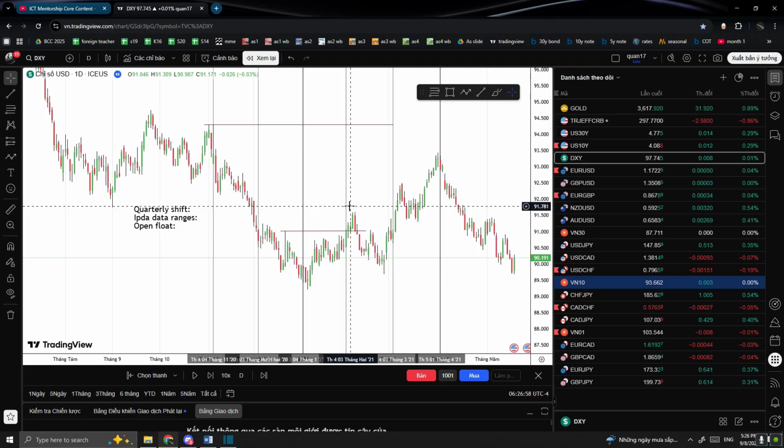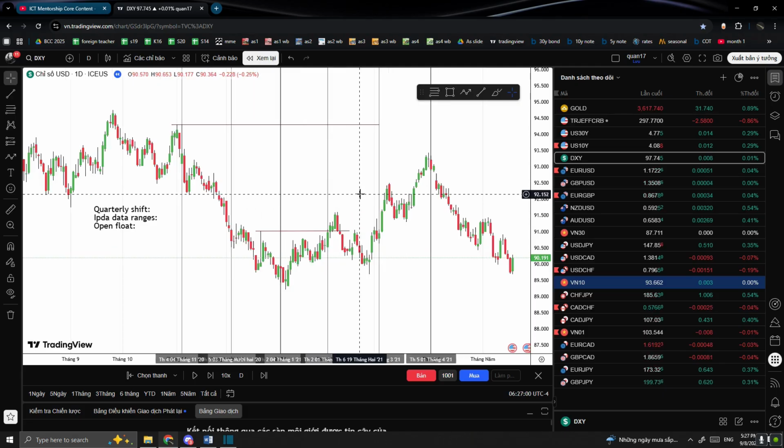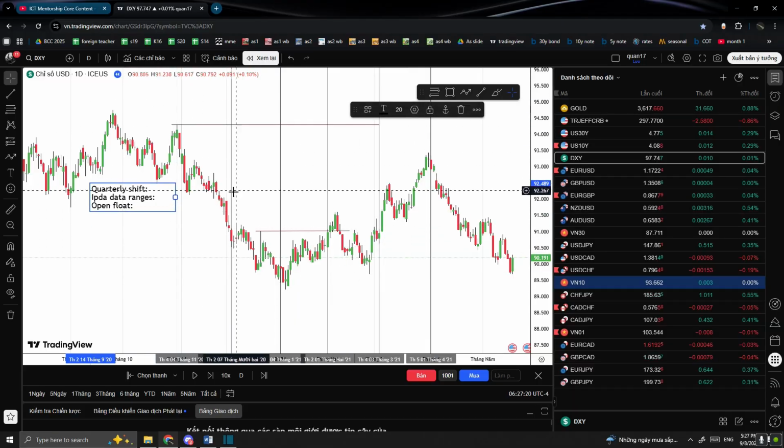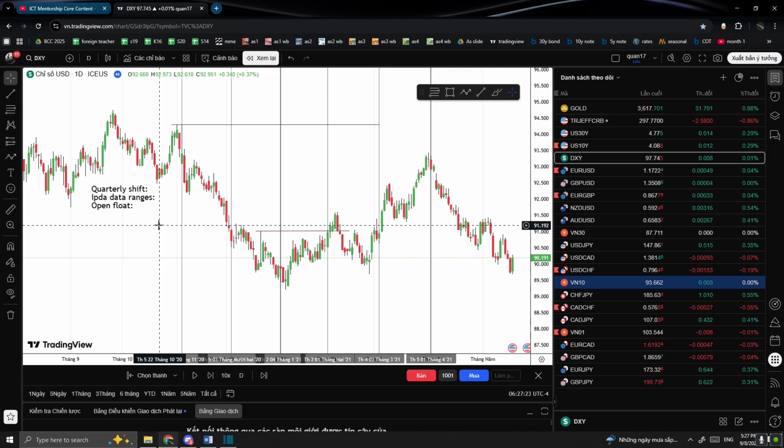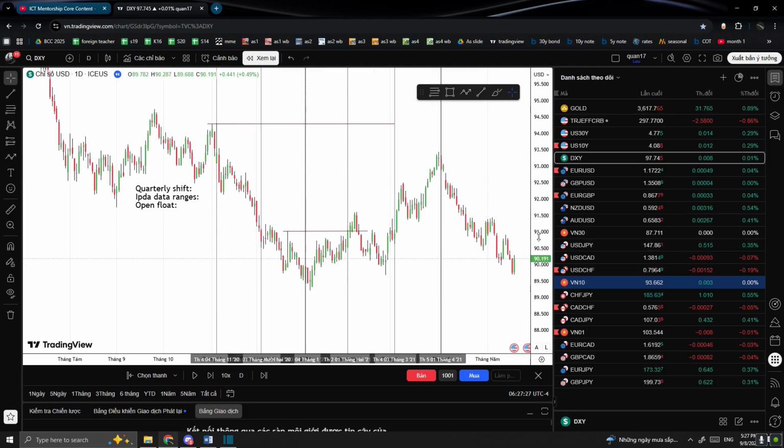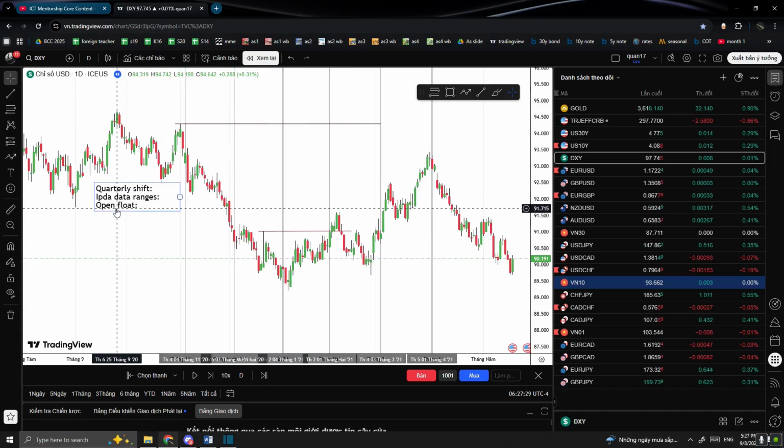So I think solely it's going to be about looking back. Looking forward, we don't have to cast back anymore, because when we look forward like this, in the future we're going to use all these data points, all these vertical lines, to look back 20, 40 days in the past to see what is the highest high and the lowest low. It's the same with IPDA, it's the same with looking back. Okay, that's it. That's all about the quarterly shift, IPDA range, and the open float.